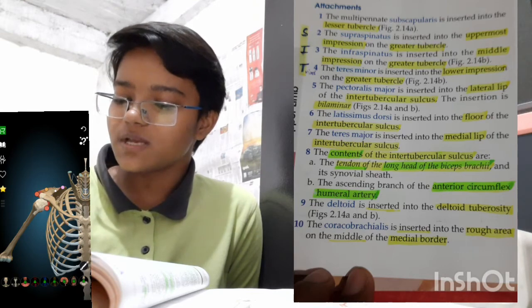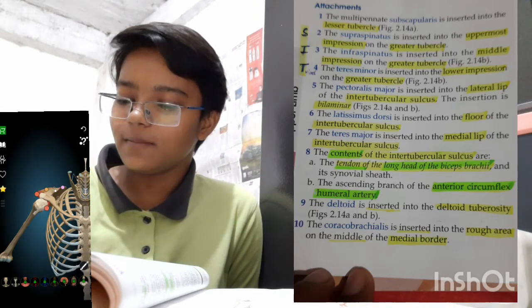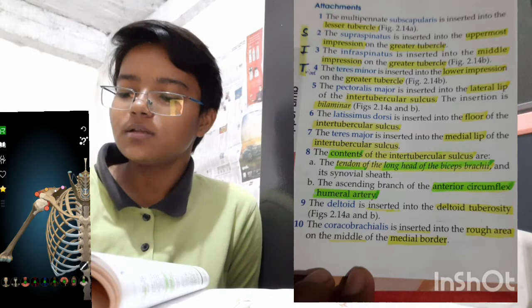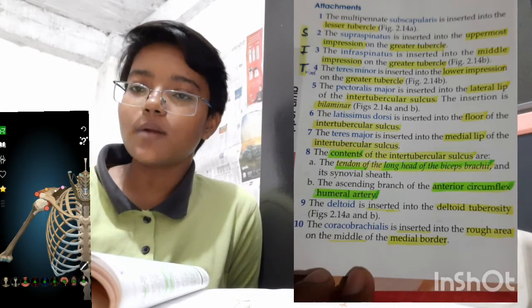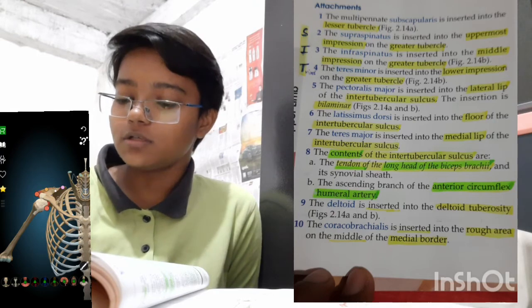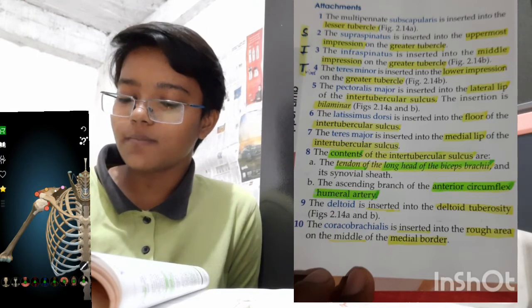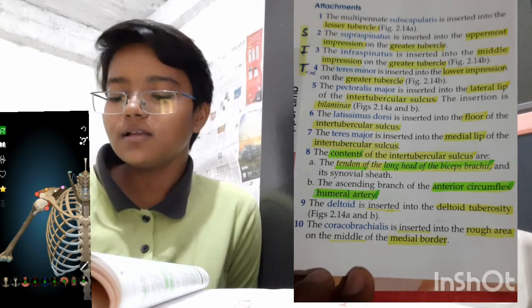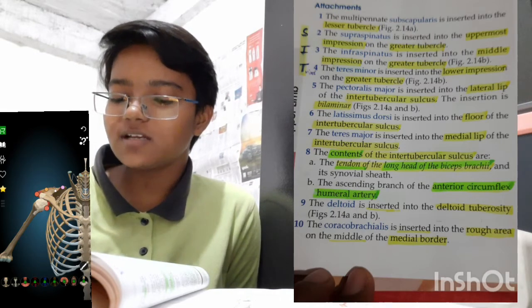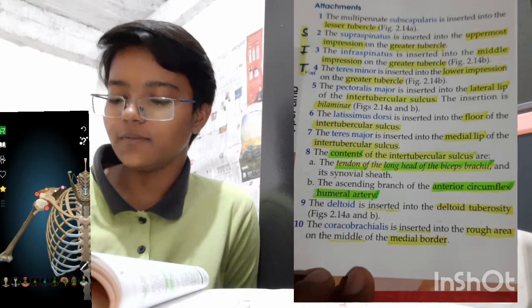Now the teres major is inserted into the medial lip of the intertubercular sulcus. Now the contents of the intertubercular sulcus, or bicipital groove, are: first, the tendon of the long head of biceps brachii and its synovial sheath, and second, the ascending branch of the anterior circumflex humeral artery.